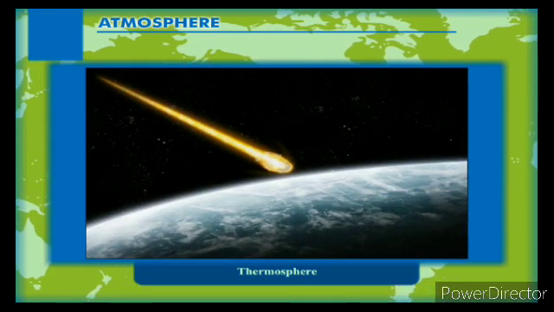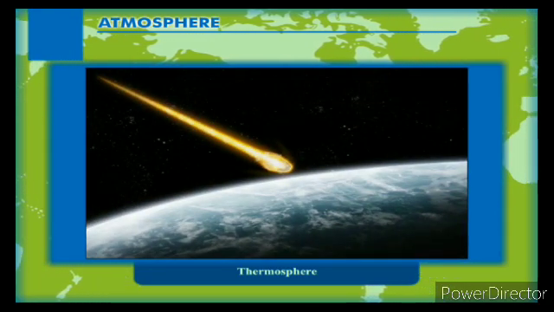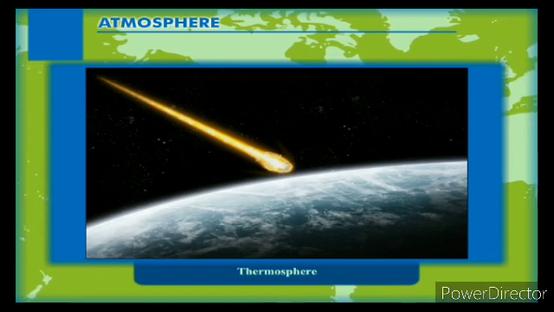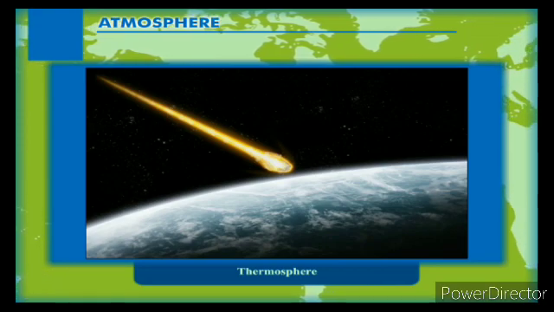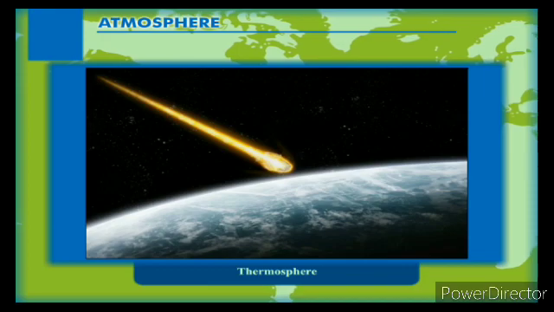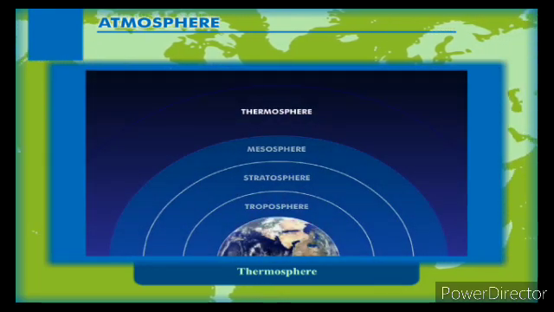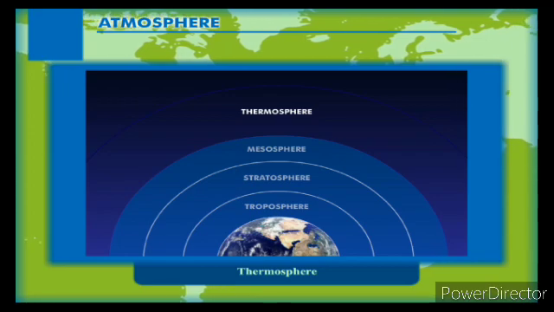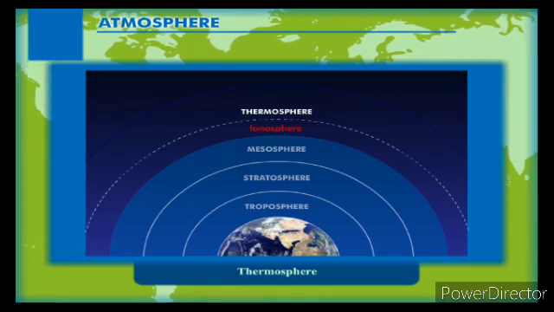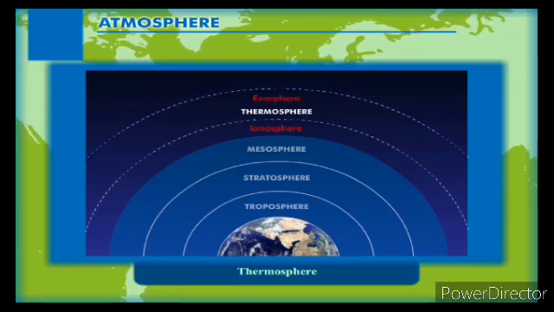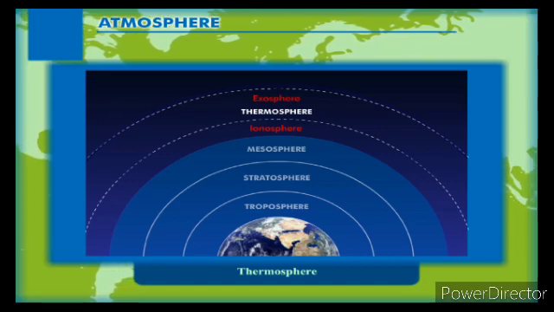The thermosphere protects us from meteors and obsolete satellites, as the high temperatures can burn nearly all the debris coming towards the Earth. Thermosphere can be divided into two parts. The lower part is the ionosphere and the upper part is the exosphere.